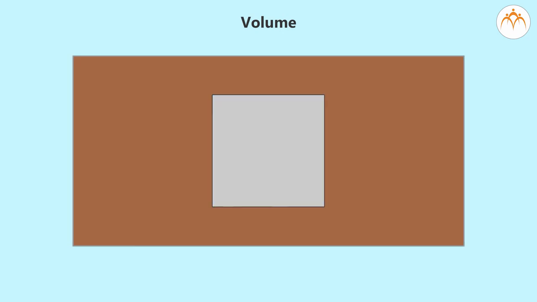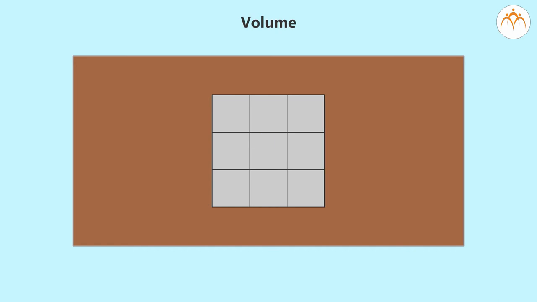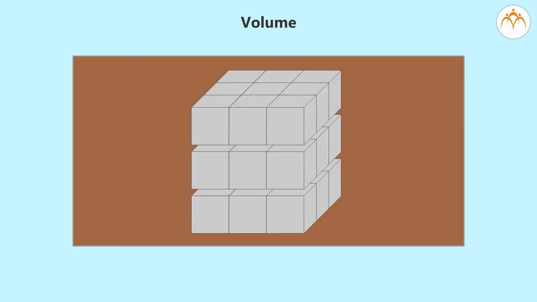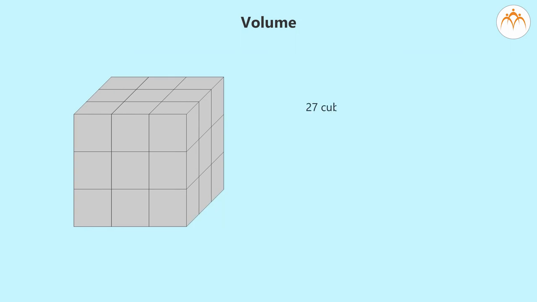Keep the cube on the table. The top is a square of 3 centimeter sides. It is filled with 9 squares of side 1 centimeter. The squares are the upper face of the cubes. So the cubes are 1 centimeter in depth. So we have covered the top up to 1 centimeter below. Similarly, we have 3 layers of this bed of cubes. So, 27 cubes with side 1 fill the 3 by 3 by 3 cube.